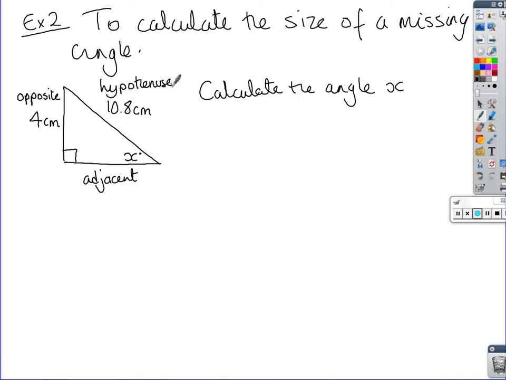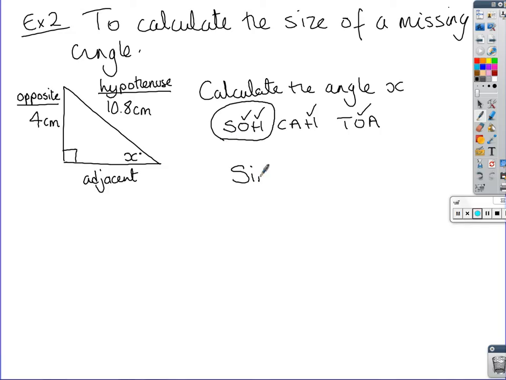So now we need to decide which sides have we got as part of this calculation. Well, we obviously have the opposite because they have given us a value for that. And we have the hypotenuse because they have given us a value for that as well. So it's the opposite and the hypotenuse. So if you want to write out your SOHCAHTOA, we can tick what we have. We have the opposite and we have the hypotenuse. So therefore, we're going to use a sine.